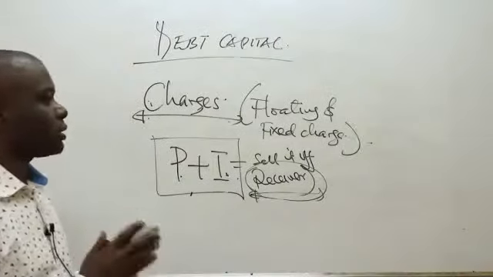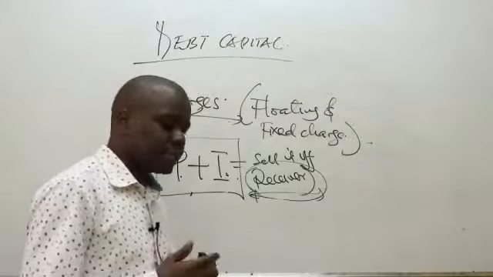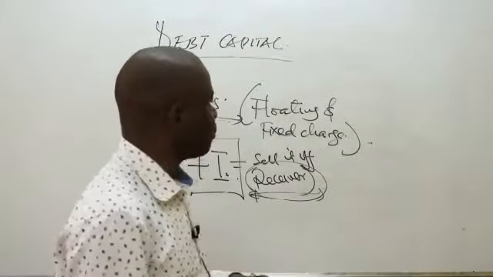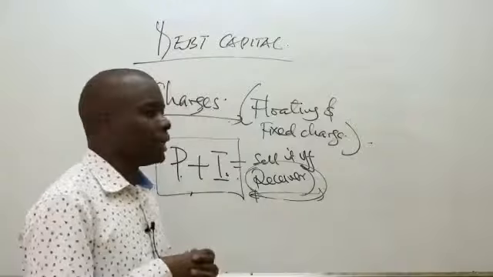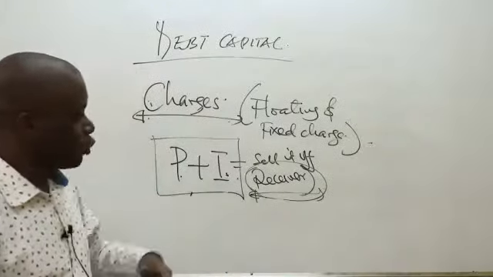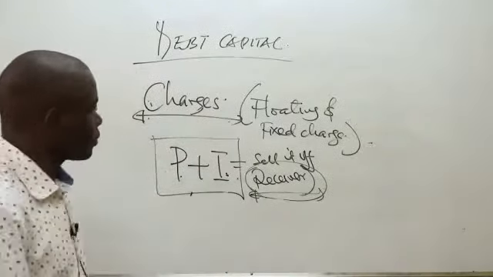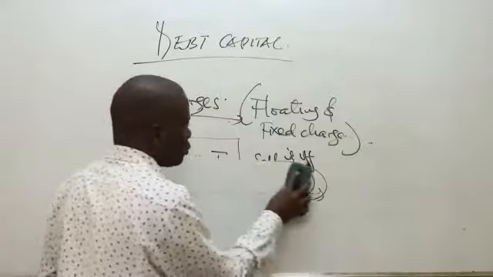It's not on a specific asset, only until there's an occurrence of an event that will make it settle on a specific asset. So when you talk about a floating charge, this one normally confuses students.